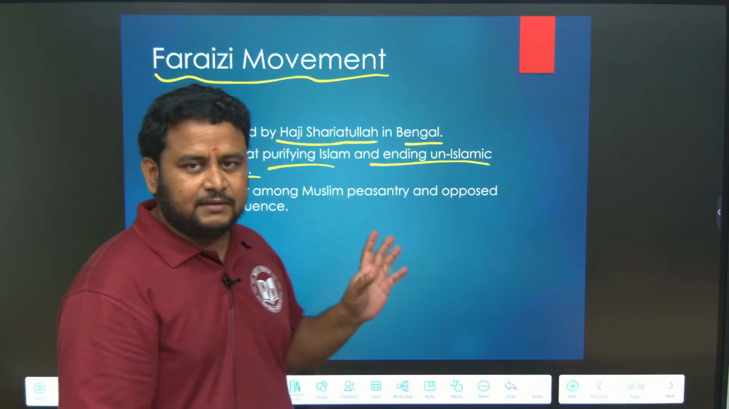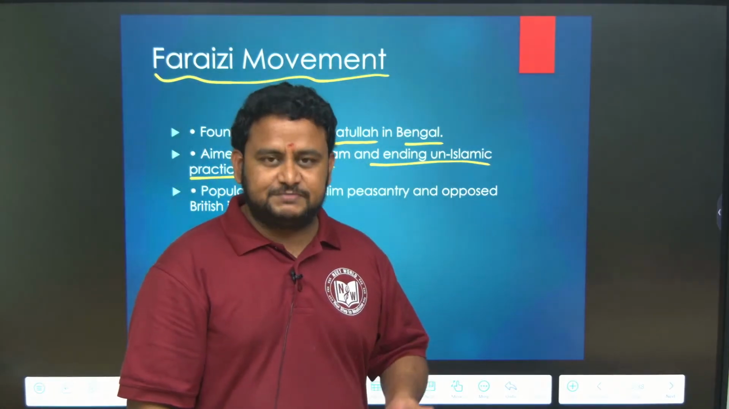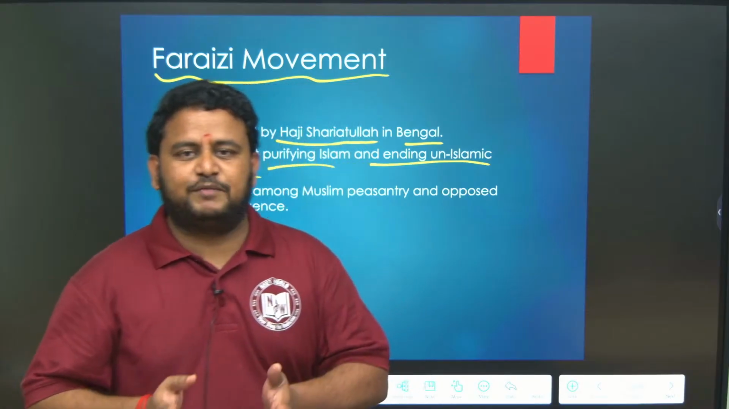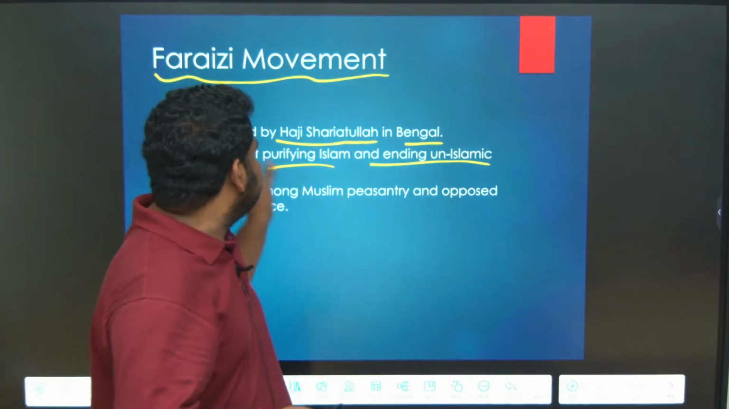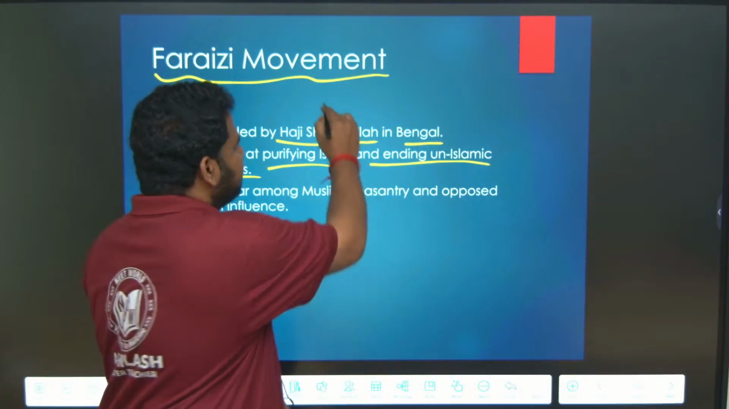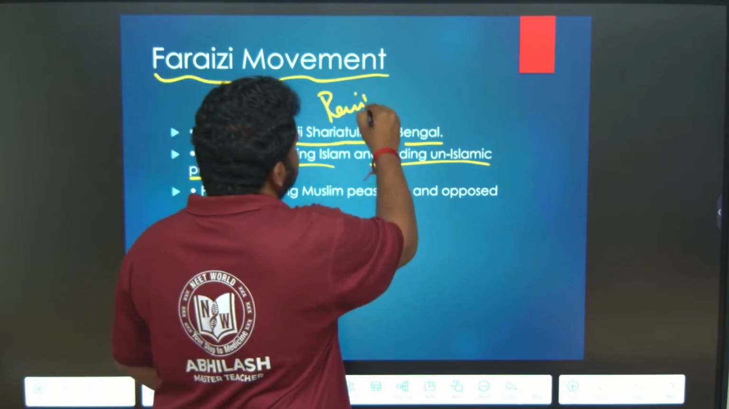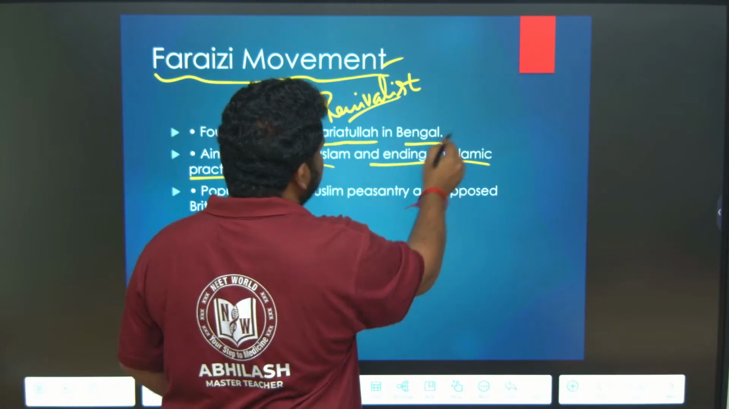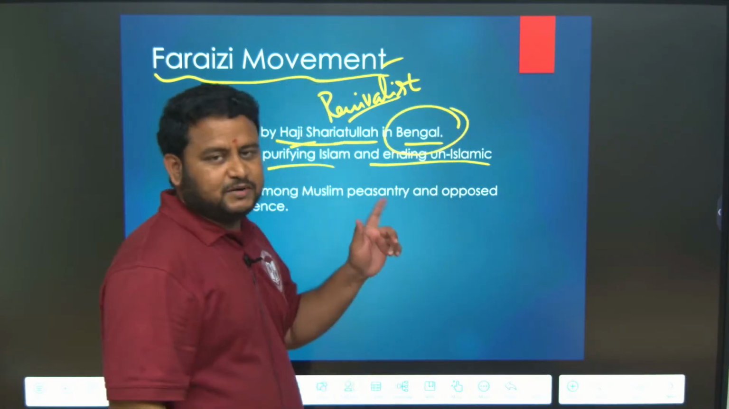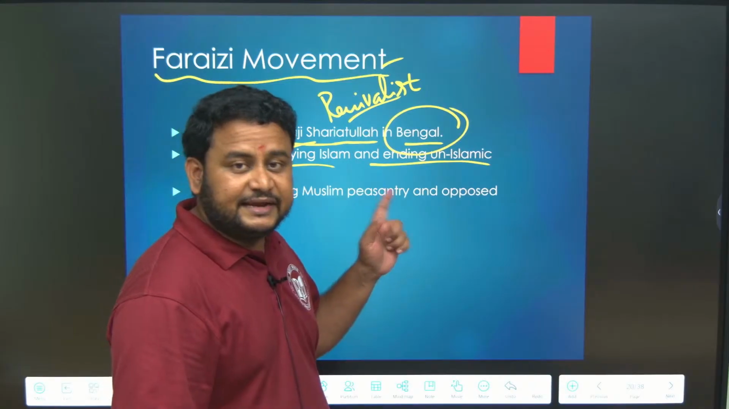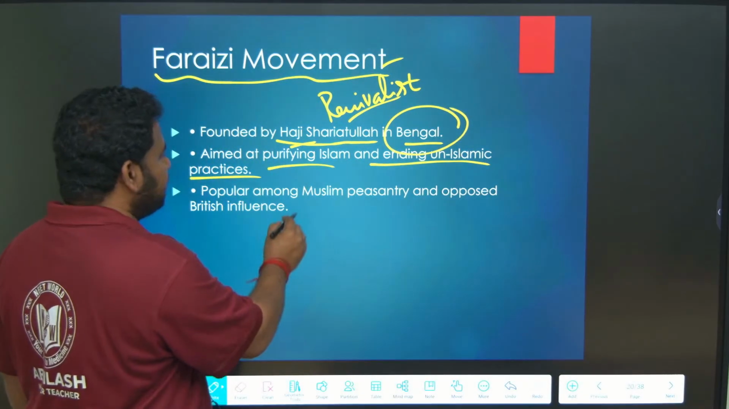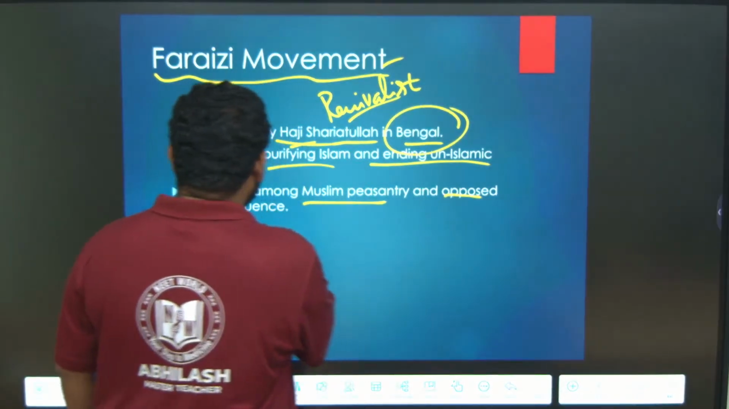I told you in the previous class, in the beginning itself, the difference between a revivalist movement and a reformist movement. Clear? So the Faraizi movement is also a revivalist movement. That is one thing you must remember. And it was founded by Haji Shariatullah, in which place? Bengal. Most important, you have to remember the place. It is Bengal. Now, ending un-Islamic practices, it was popular among the Muslim peasantry and opposed British influence.